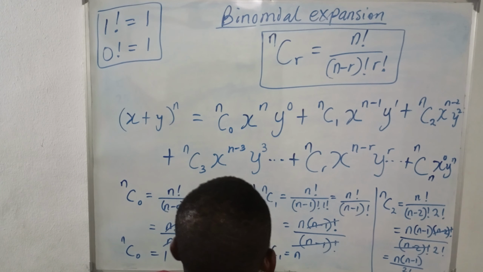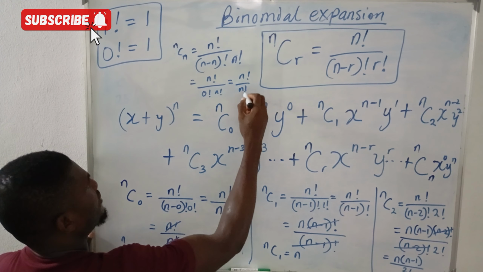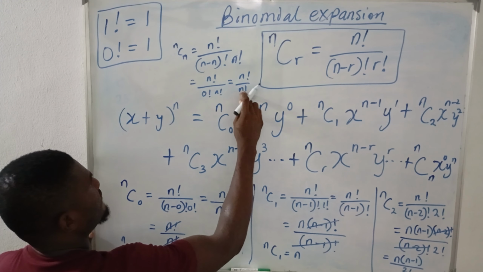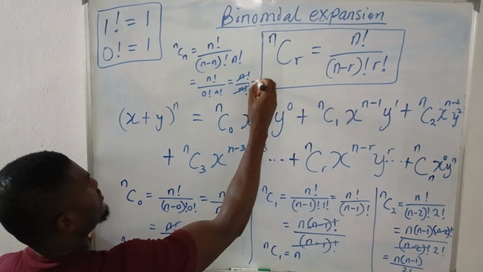Alright, so what is n combination n? So we check out for n combination n. This should be n factorial all over n minus n factorial n factorial. Now n minus n is 0, so we have 0 factorial and n factorial. Now 0 factorial is known as 1, so we have n factorial all over n factorial, and this is equal to 1.